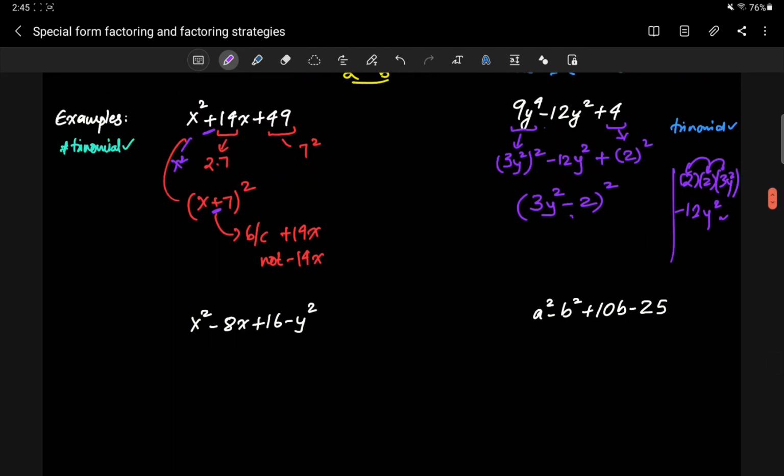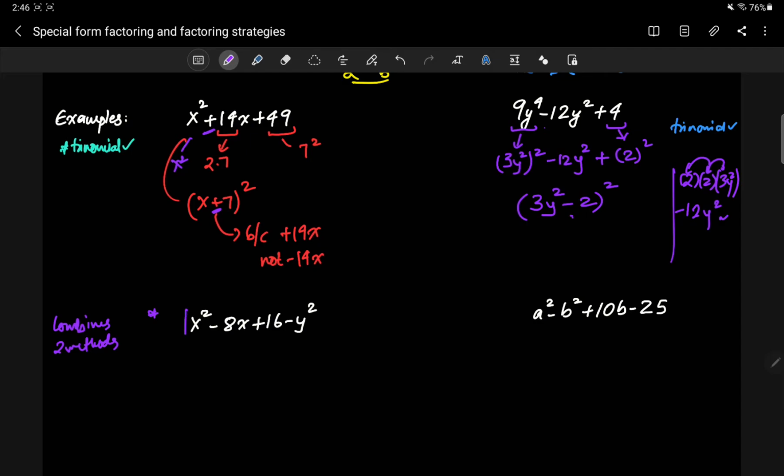Now let's look at an example which is slightly more complicated in the sense that this combines two methods that we have learned. So first of all, it's different because I have 4 terms and there is no GCD stuff happening here because there's a y squared and all of this.